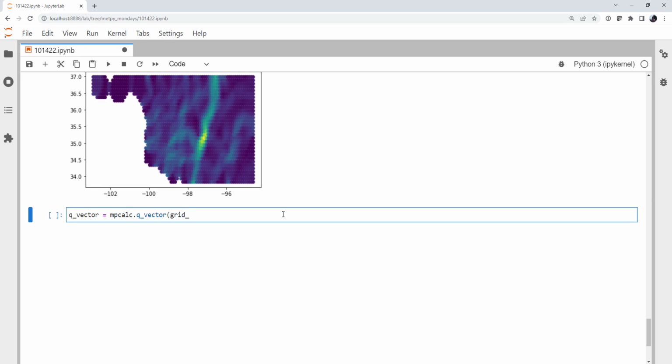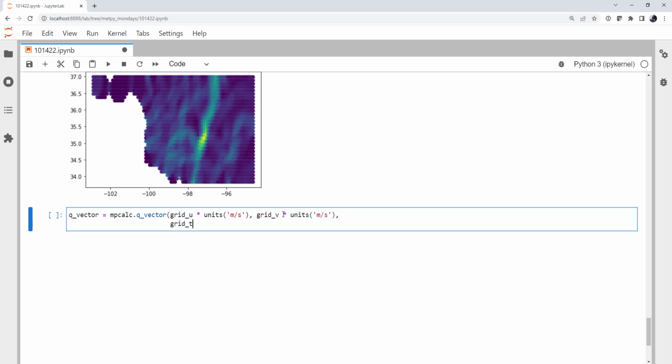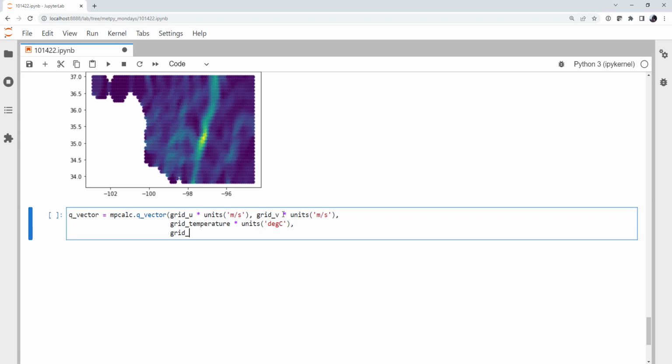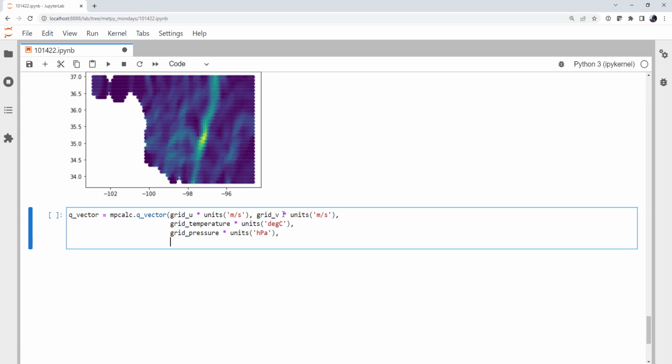We've already gridded the wind, but we need to make sure, since it's a calculation, it's going to expect units. It's going to assign units of meters per second. Our V component of the wind, also in meters per second. Next was temperature in degrees Celsius. Pressure in hectopascals. And then comes our dx and dy.